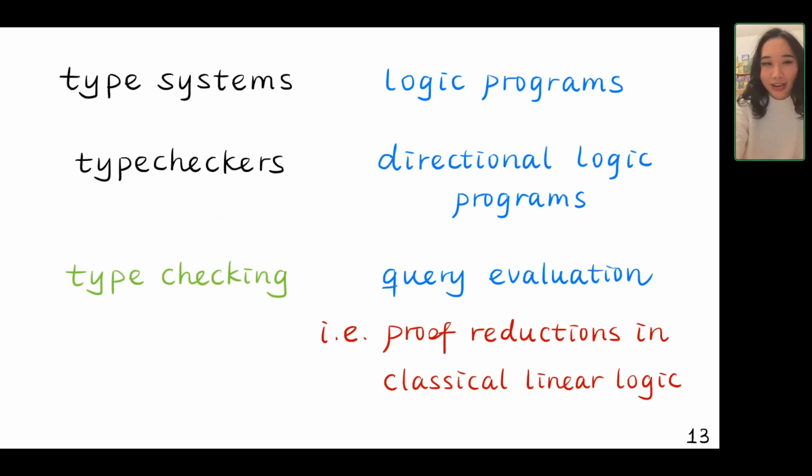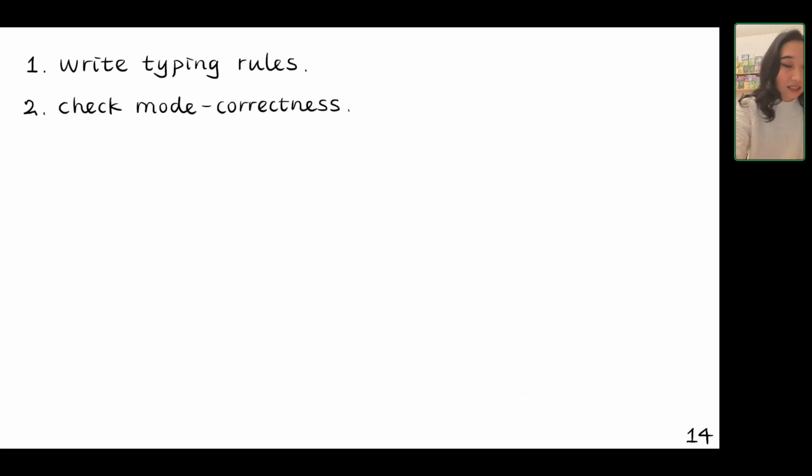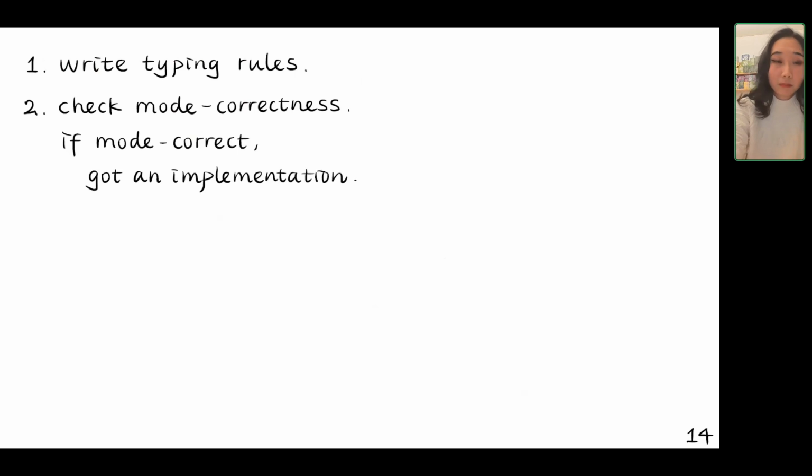But you might be wondering, okay, fine. So type checking is proof reductions in classical linear logic. So what? Well, let's think about how you might write a type checker. You're going to write some typing rules on paper and check that they're mode correct. And if they are mode correct, you can read these rules bottom up and get an implementation out straight away.